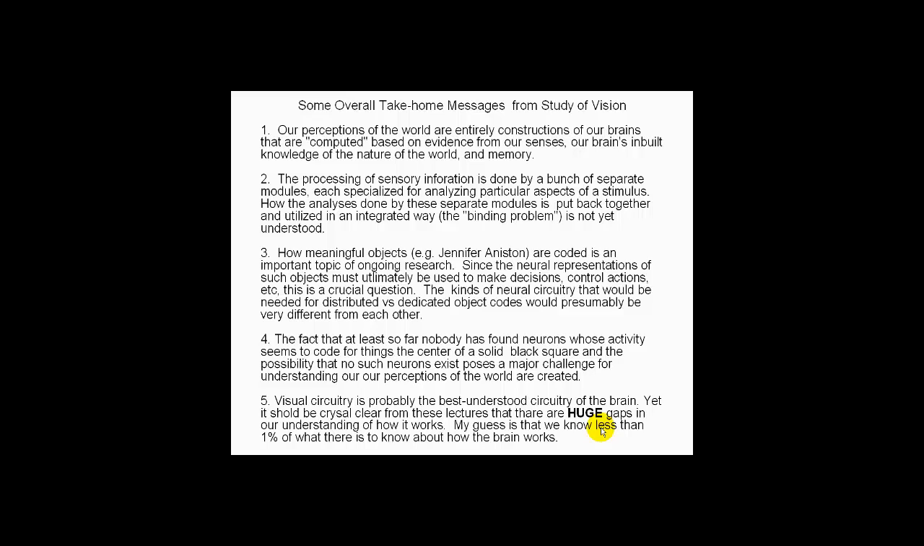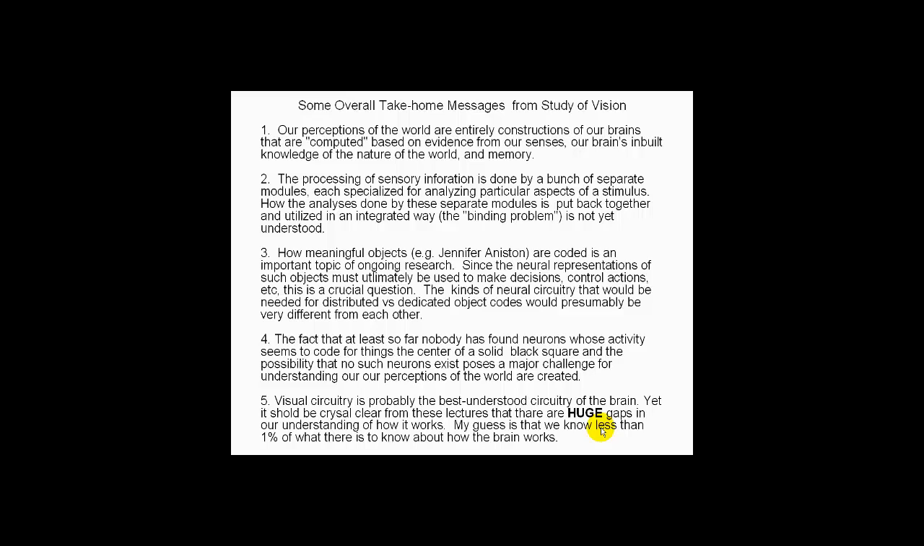Fourth, the fact that, at least so far, nobody has found neurons whose activity seems to code for things in the center of a solid black square. Remember we talked about the fact that if you show a solid black square on a white background, in the earlier parts of the visual system it's only neurons representing the edges around the borders of the square that are active. The outside and the inside have very little neural activity, and yet we have a subjective impression that the inside is black and the outside is white. Very clear impression.